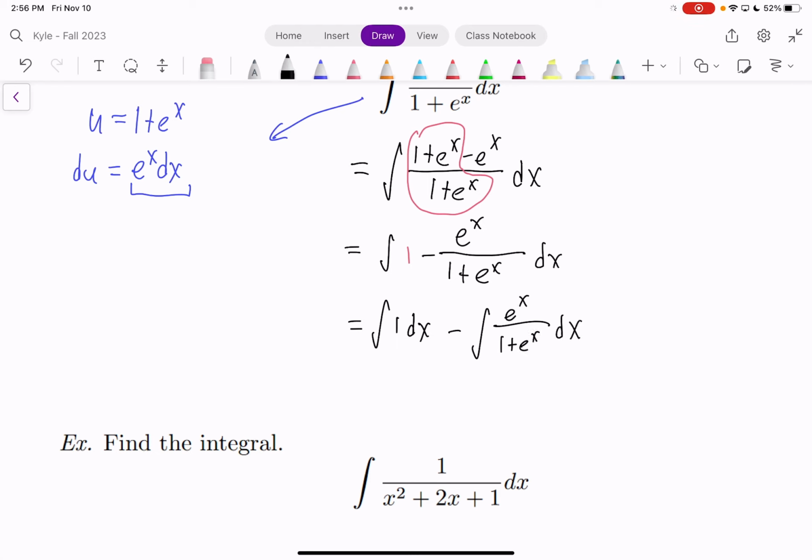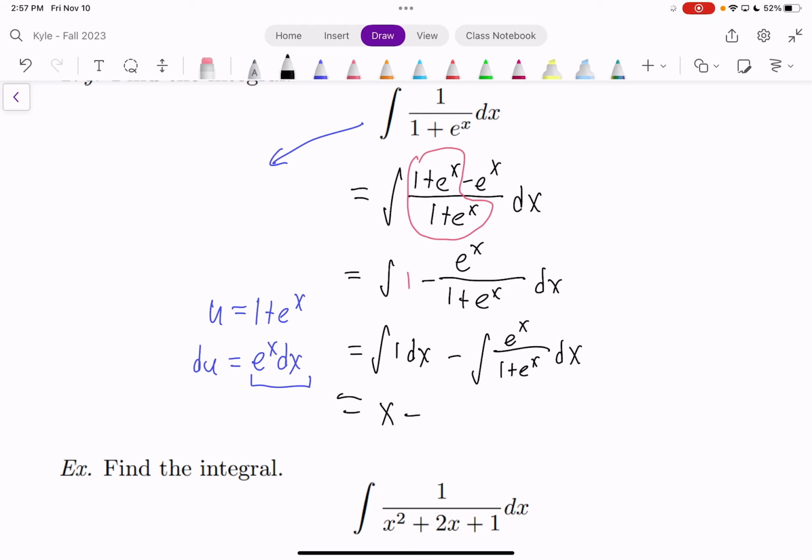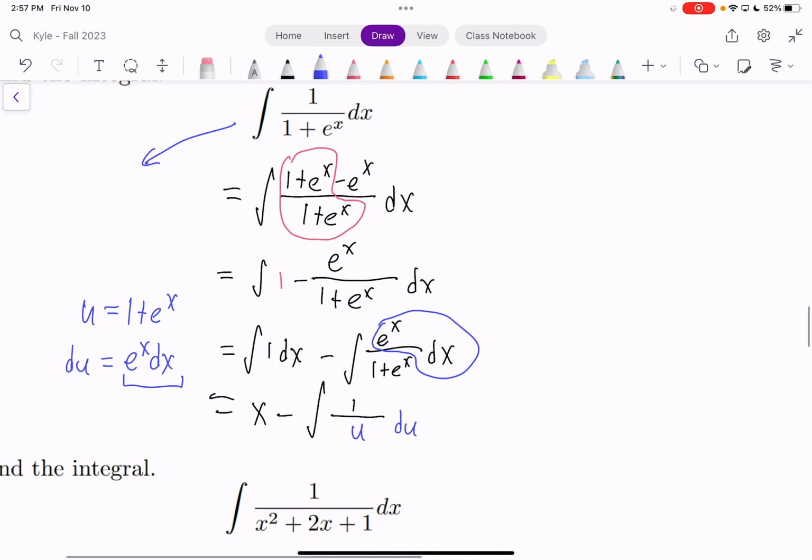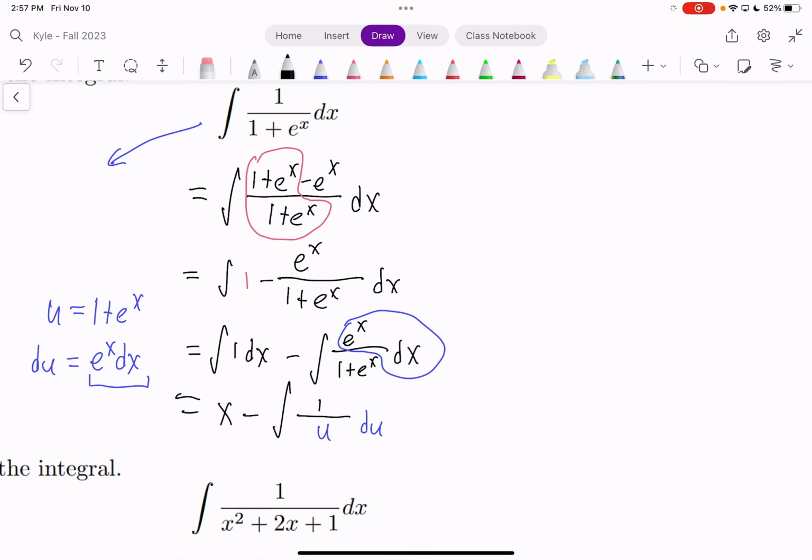Also, let's just evaluate this first integral. That'll just be x. We'll subtract the integral of, we see our e to the x dx here. That's going to turn into du. And our 1 plus e to the x, we'll sub in a u down here. Now we've got only u's in our second integral, so we can integrate that. We'll be left with negative ln of the absolute value of u, which is just from our table of integrals, plus c. And then we can substitute our x values back in for u, plus c.